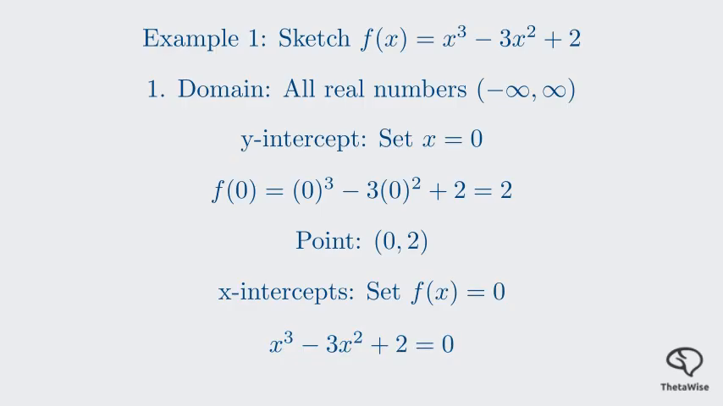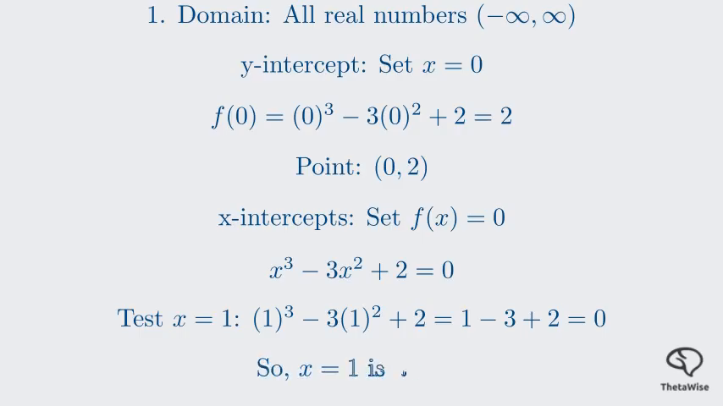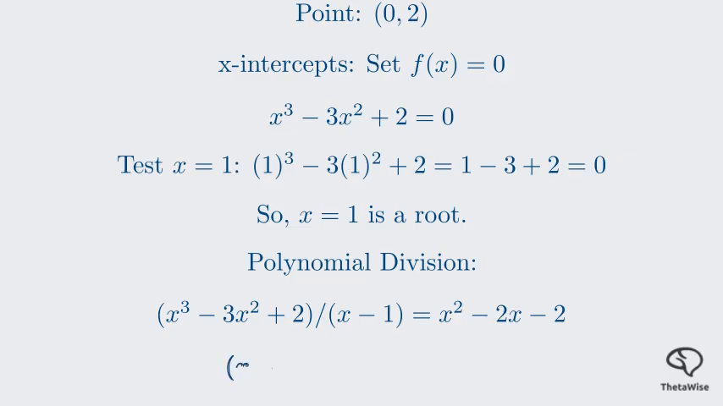This is a cubic equation, which can be tricky to solve. We can try to find integer roots using the rational root theorem. Let's test x = 1. Plugging in 1, we get 1 − 3 + 2, which equals 0. So x = 1 is a root. This means x − 1 is a factor of the polynomial. We can use polynomial division to find the other factor. Dividing x³ − 3x² + 2 by x − 1 gives us x² − 2x − 2. So our equation becomes (x − 1)(x² − 2x − 2) = 0.